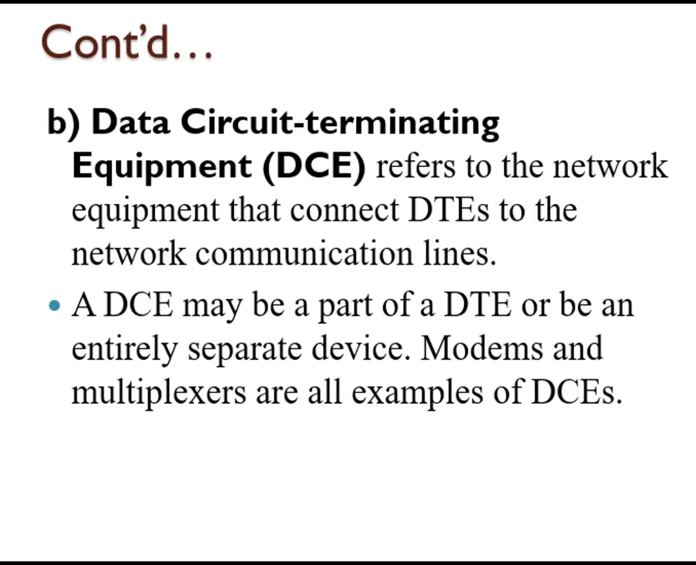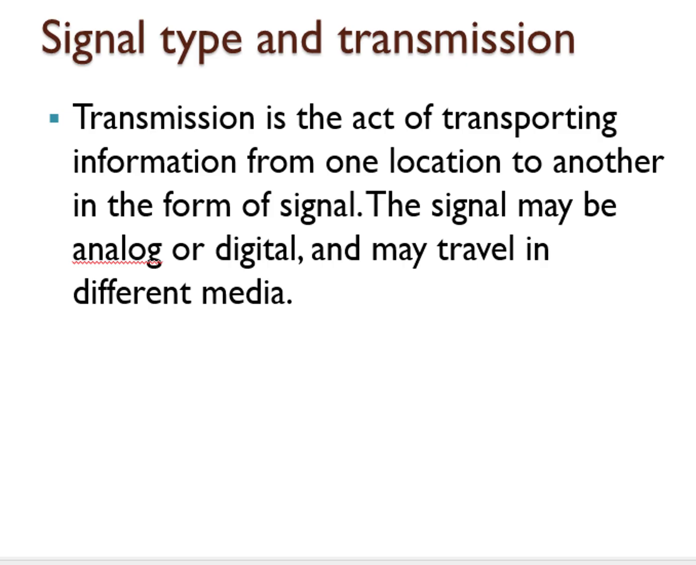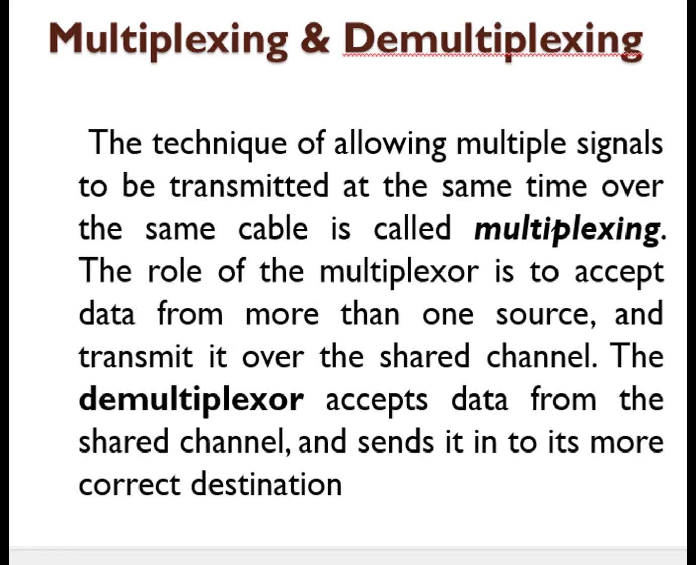Cont'd. B. Data Circuit Terminating Equipment, DCE, refers to the network equipment that connects DTEs to the network communication lines. A DCE may be a part of a DTE or be an entirely separate device. Modems and multiplexers are all examples of DCEs. Signal type and transmission. Transmission is the act of transporting information from one location to another in the form of signal. The signal may be analog or digital, and may travel in different media.